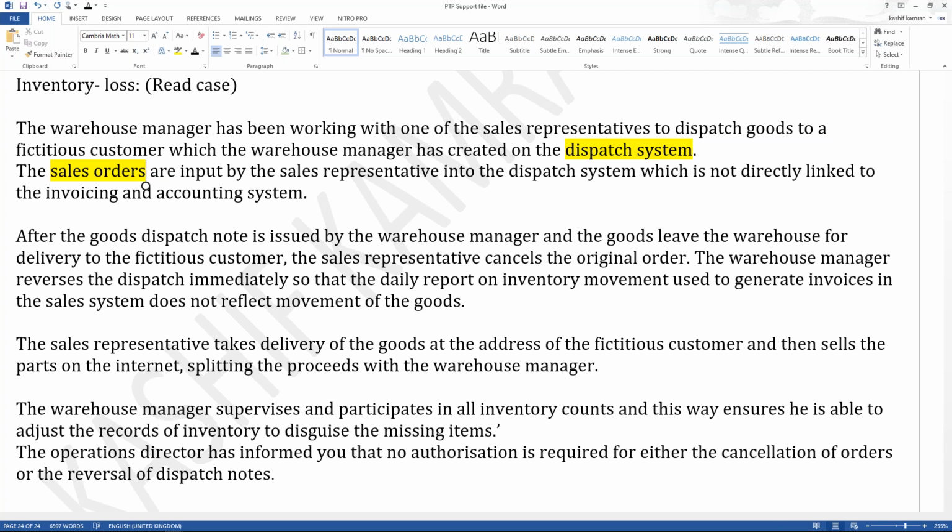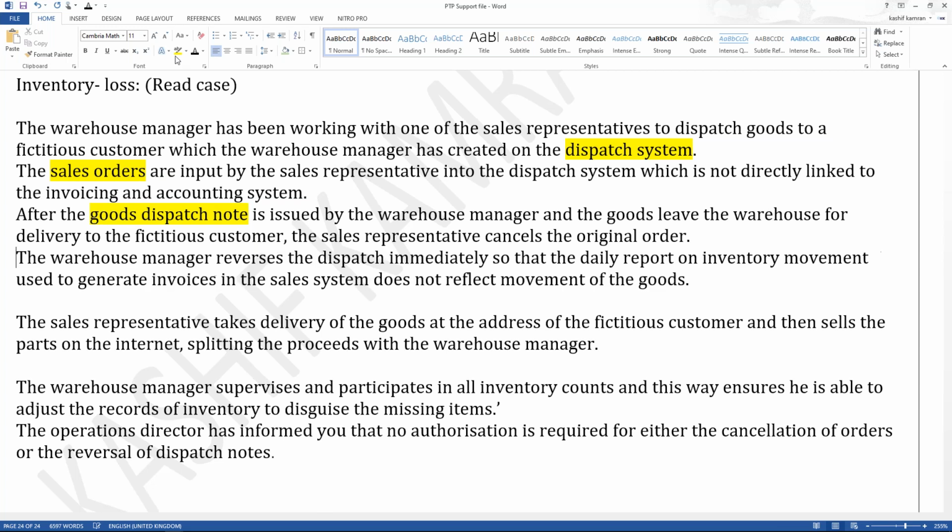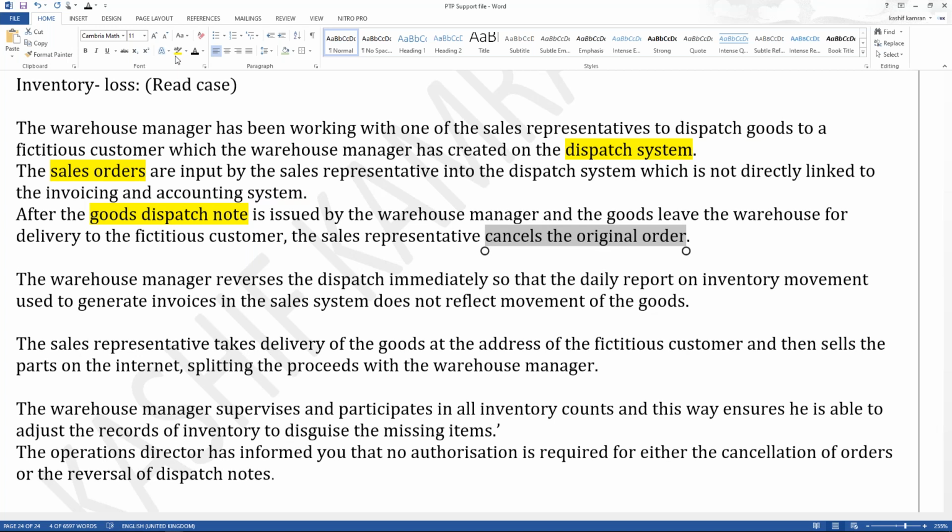Number three, after the goods dispatch note is issued by the warehouse manager, the goods leave the warehouse for delivery to the fictitious customer. The sales representative cancels the original order. So the original order gets cancelled from the system, and there is no track that there was a fictitious customer order. The sales order you input later gets cancelled because it's not connected to the invoicing and accounting system. A goods dispatch note is issued so that the goods can leave the warehouse for delivery to the fictitious customer.